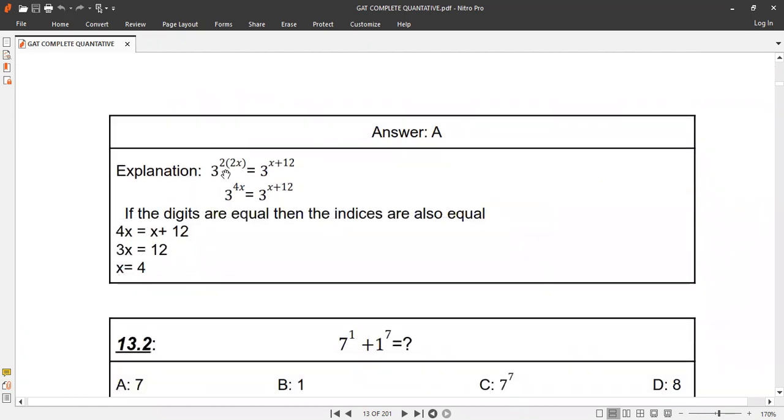This is a kind of easy question. Any number to the power of 1 is the same number: 8 power 1 is 8, 7 power 1 is 7, 9 power 1 is 9. So this 7 plus 1, since any number to the power of 1 is itself, so 7 plus 1 equals 8. So the answer is 8.